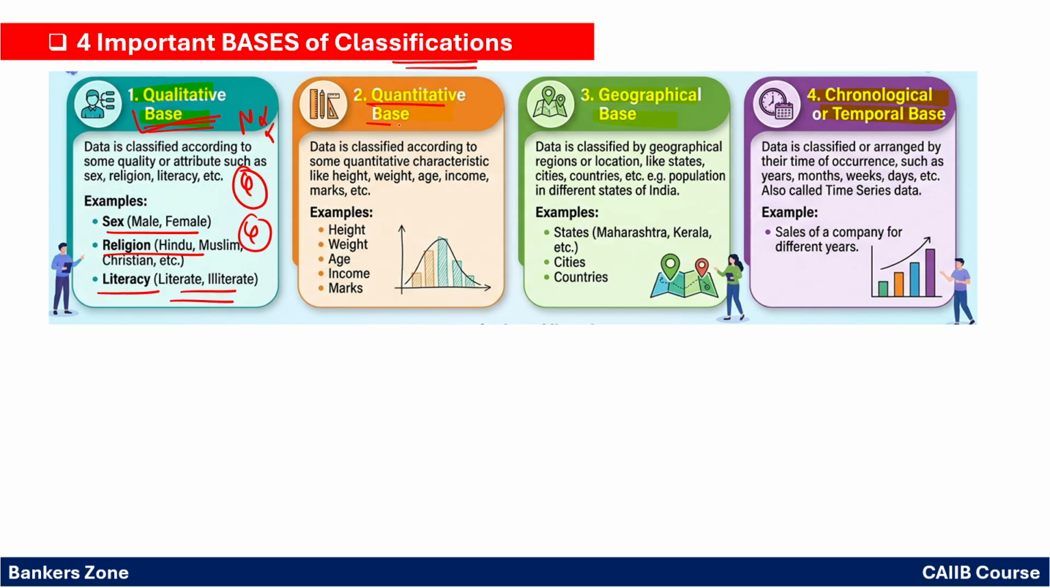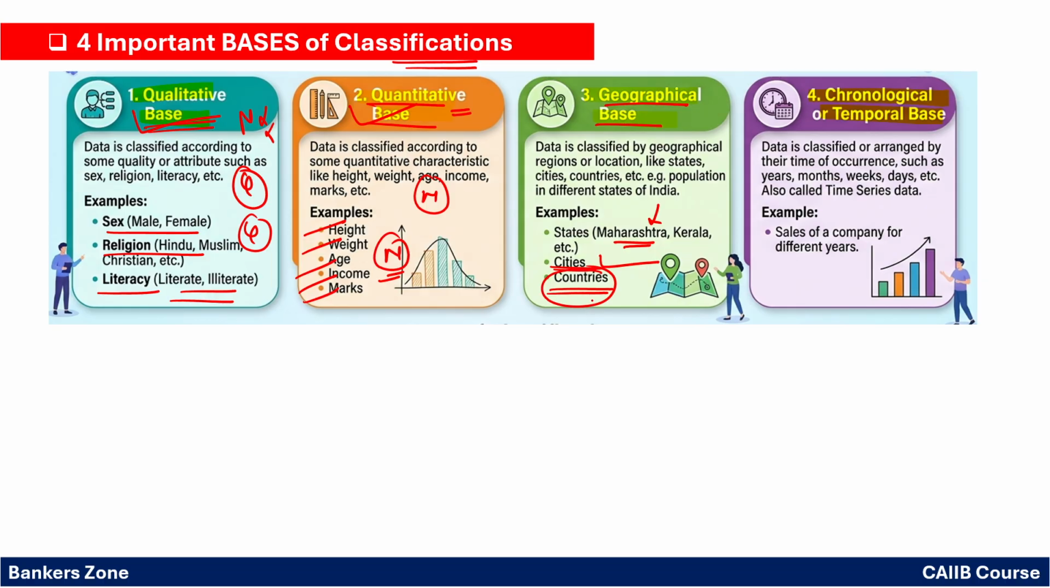So quantitative base means simply the data is classified according to numbers. It is called quantity. For example, height, weight, age, income, mass. Which can be represented in the form of numbers is called the quantitative base. Now what is the geographical base? Simply, if you classify the data based on geography, for example, what is the population of Maharashtra? What is the population of the city Mumbai? In which country is there the maximum number of females?